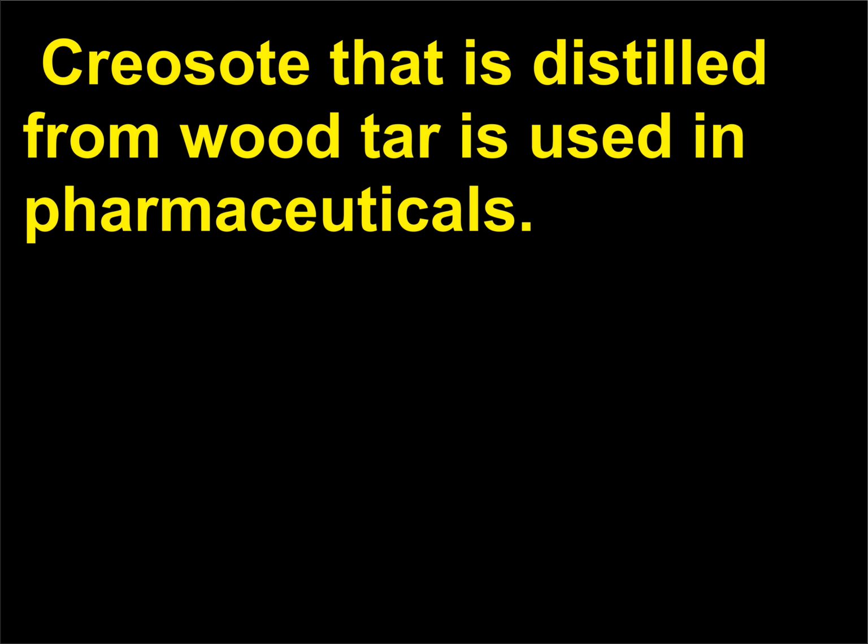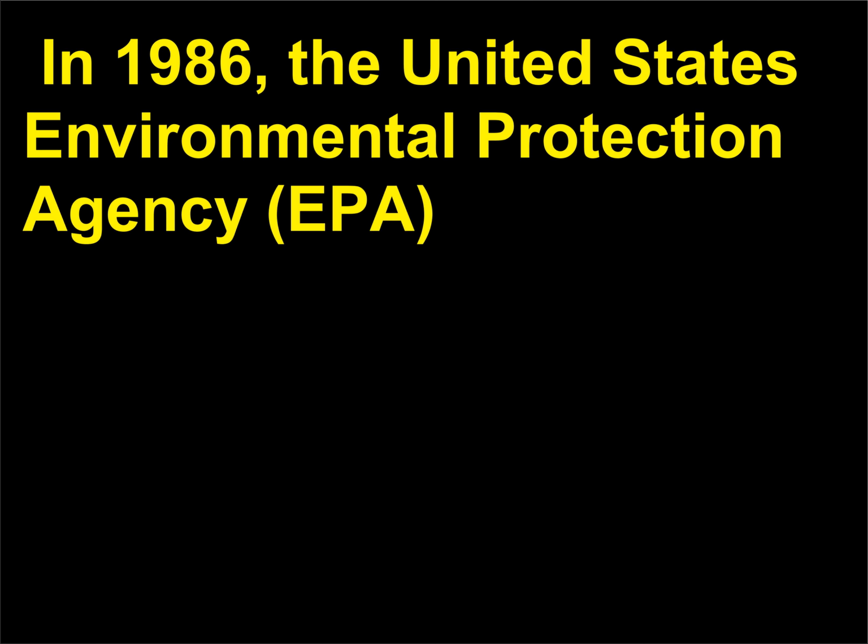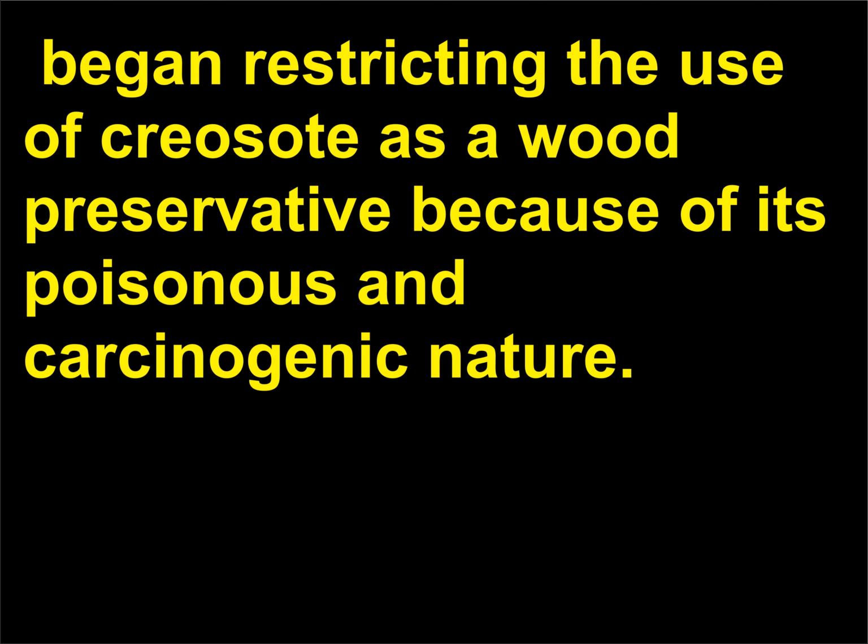Creosote that is distilled from wood tar is used in pharmaceuticals. Other uses of creosote include disinfectants and solvents. In 1986, the United States Environmental Protection Agency, EPA, began restricting the use of creosote as a wood preservative because of its poisonous and carcinogenic nature.